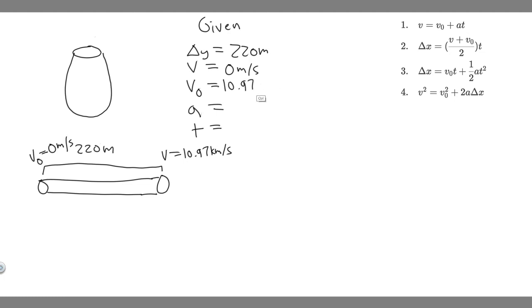So, or not meters per second, kilometers per second, sorry. So what about their acceleration? We don't know, and that's what we're solving for. So I just put question mark, and then t, we also don't know, but we're not going to be solving for t, so I'm just going to put question mark still though. But just keep in mind we're trying to find a.